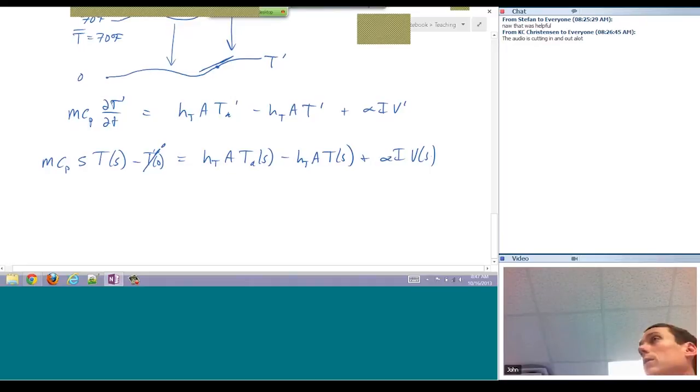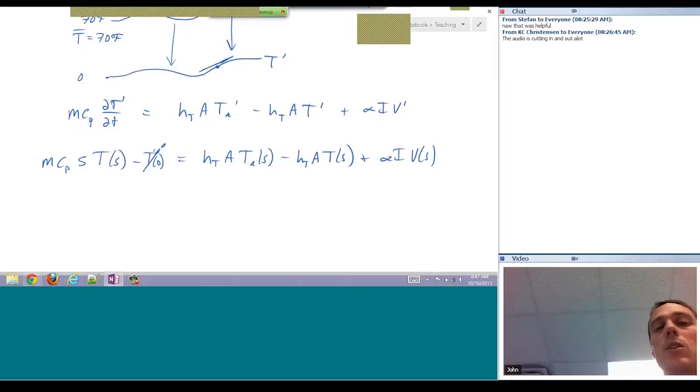Okay, so you normally just leave off the primes when you're in the Laplace domain because we know it's a deviation variable anyway. So that's a good point. Why did we drop the primes? We normally leave them off because we assume that everything in the Laplace domain is in deviation variable form.